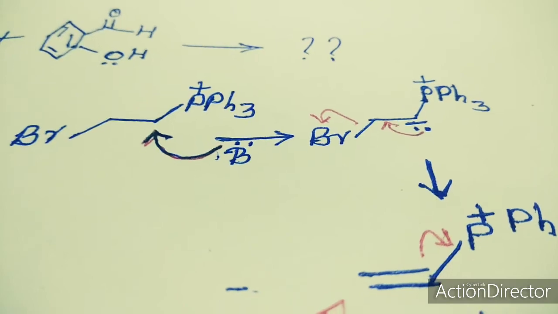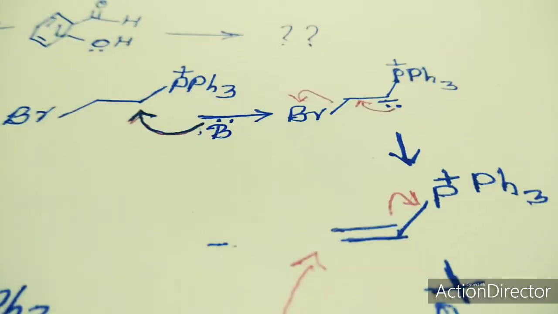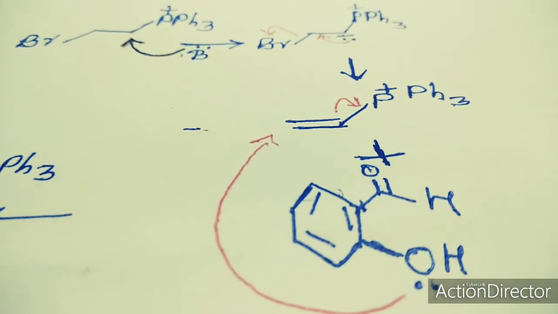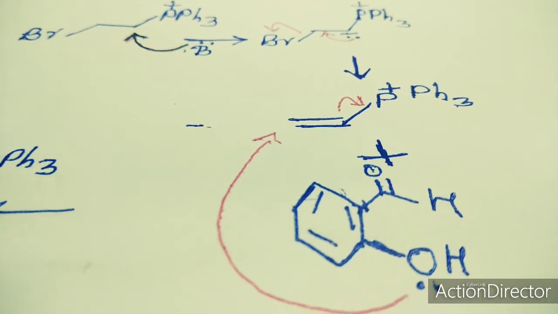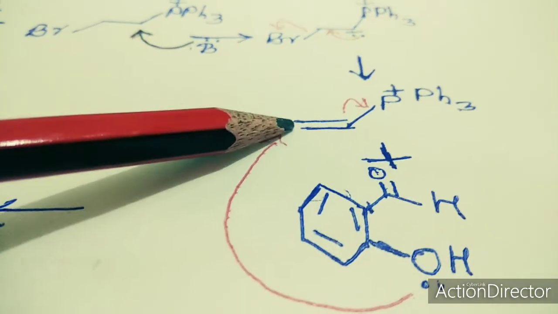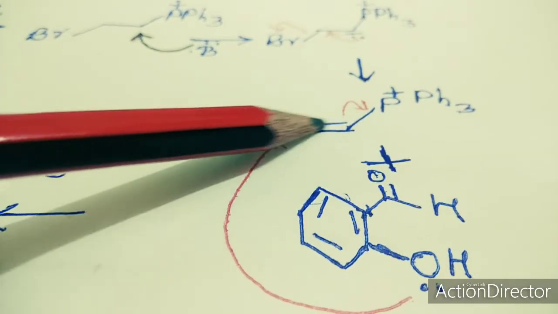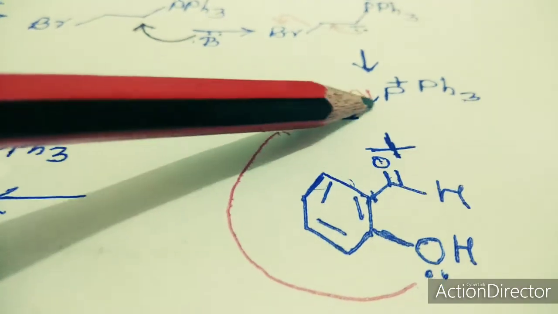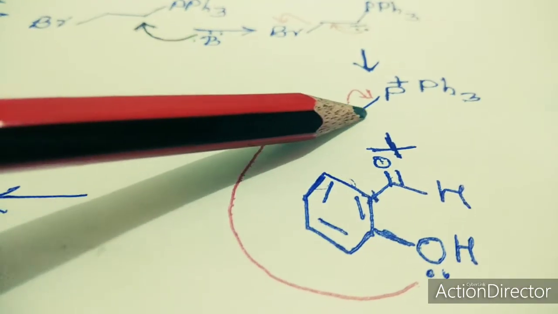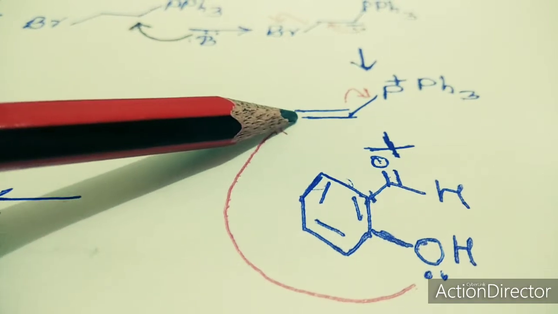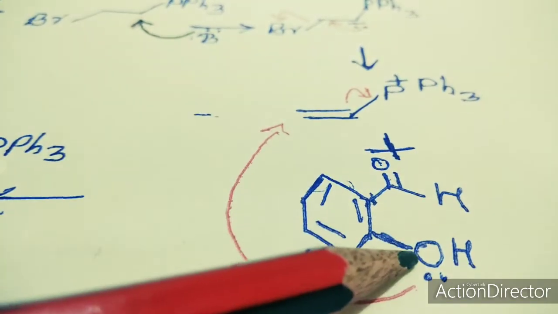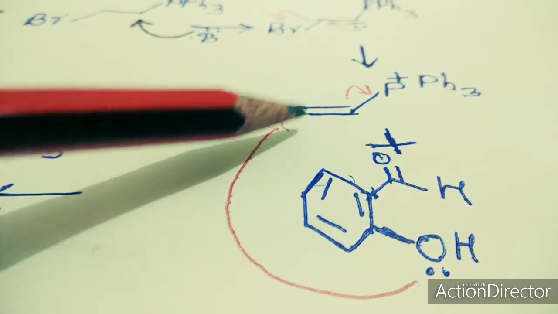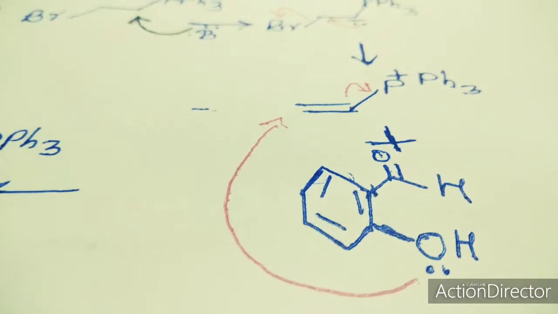Now what will happen when this is further reacting with salicylaldehyde? See, P is positive, and it will be attracting the electron pair towards itself. So this becomes double bonded here, and this positive charge disappears. But what will happen to this terminal end? The OH will give its lone pair at this end as this double bond moves towards the phosphorus.